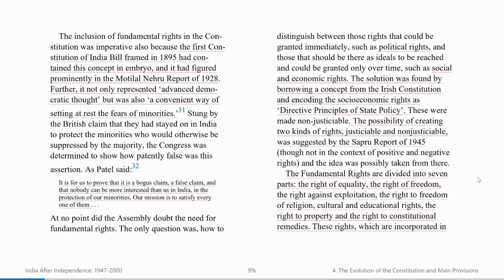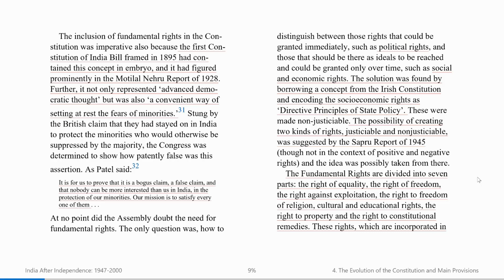Now Patel basically talks about this. Patel says it is for us to prove that it is a bogus claim, a false claim, that the Britishers, if they stayed on in India, stayed just to protect the minorities, who would be suppressed by the majority. He says that nobody can be more interested than us in the protection of minorities. Our mission is to satisfy every one of them. That was the idea.